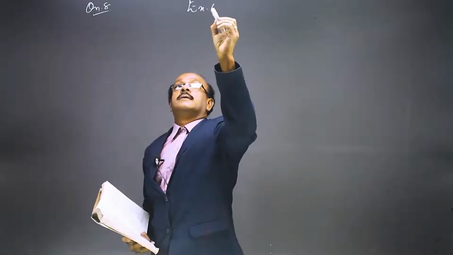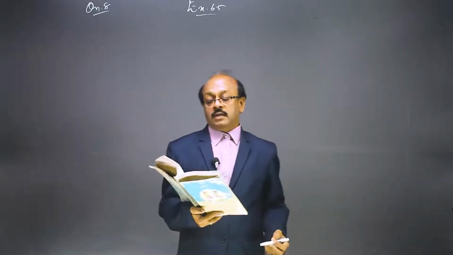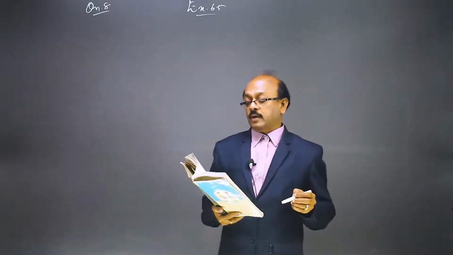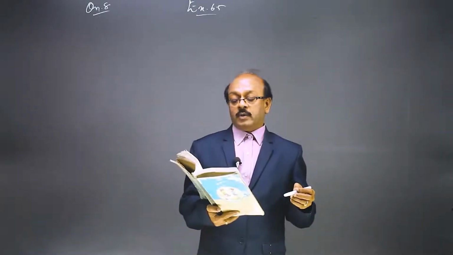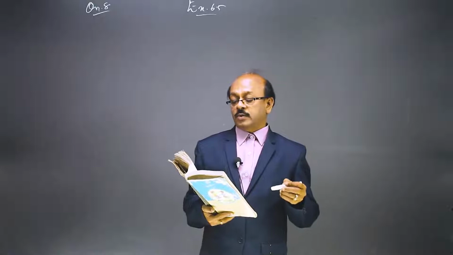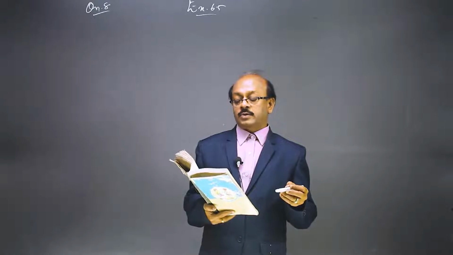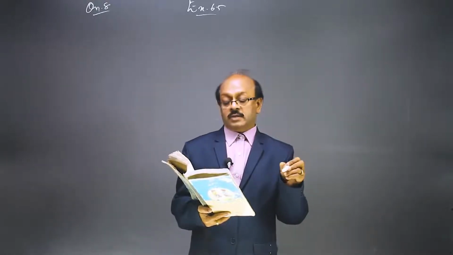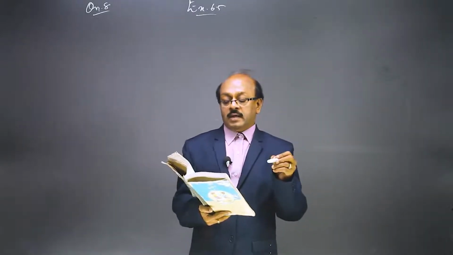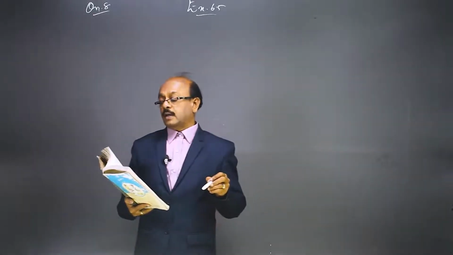Exercise 6.5. The question is, in the given figure, O is a point in the interior of a triangle ABC. OD is perpendicular to BC, OE perpendicular to AC, and OF perpendicular to AB. Show that the first part is OA square plus OB square plus OC square minus OD square minus OE square minus OF square is equal to AF square plus BD square plus CE square. Second part is AF square plus BD square plus CE square is equal to AE square plus CD square plus BF square.